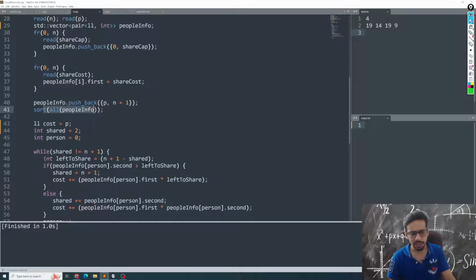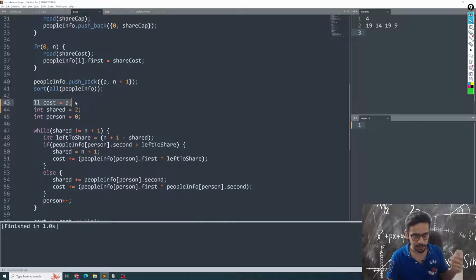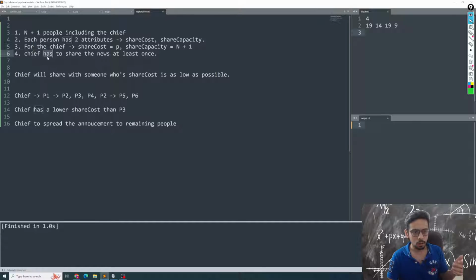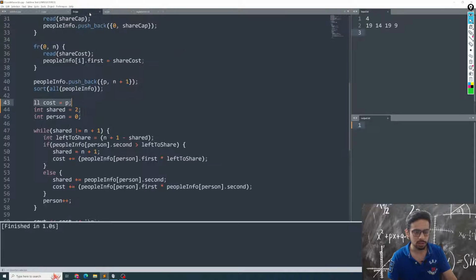After this, I sort this array so that the person with the lowest cost is at the front of the array. My cost is going to be at least P, as we discussed in the observations here, because the chief has to share the news at least once. And the number of people the news is already shared with is 2. Chief already knows the news. The one person chief told also knows the news.